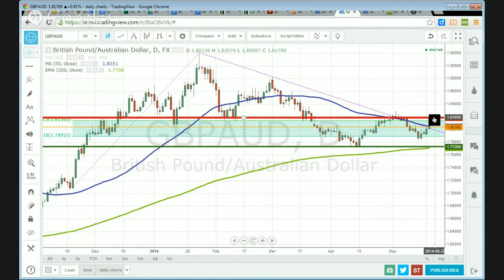I do have the Pound Yen order that I put on documented on my blog on InformedTrades.com. Check it out. Share your comments there.